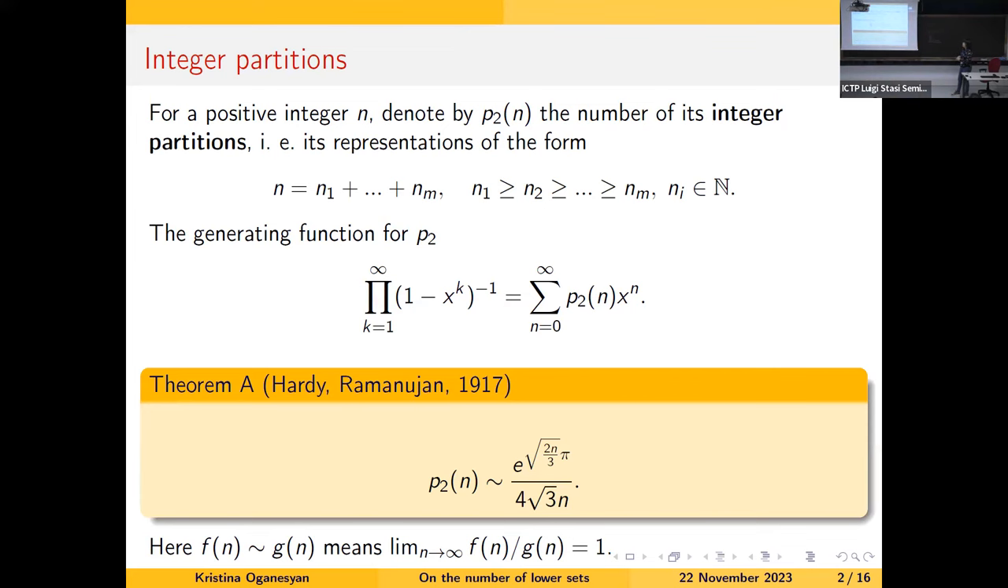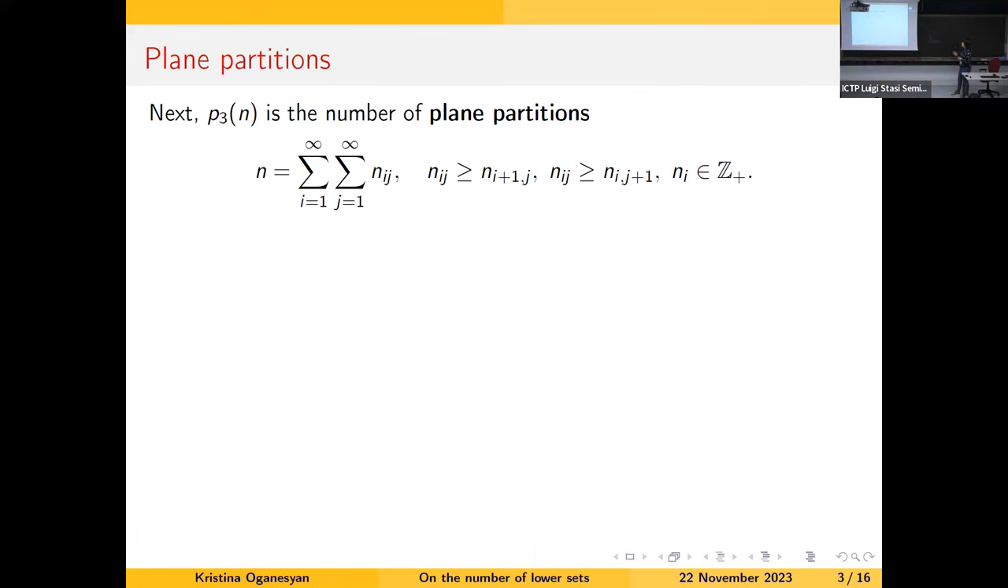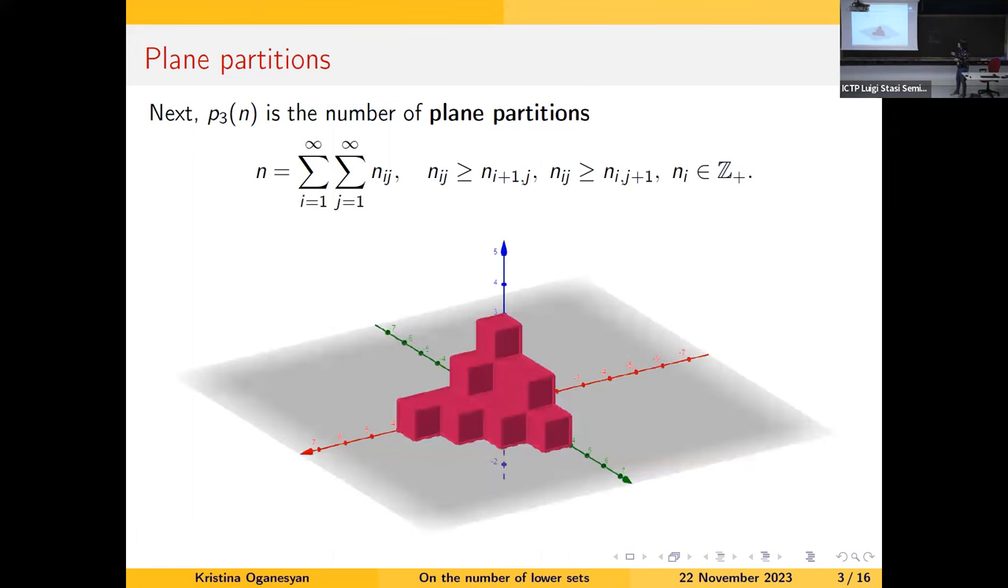Okay, now we go further and we have plane partitions. Basically it's the same, but now every term in the sum has two indices, and you require this monotonicity in two directions. We will see an example. How should we understand this? Let's stop here a little bit. So we have n_ij. Let us think that i will stand for the green axis here, and j will be the red one. Then the value of n_ij will be the blue axis.